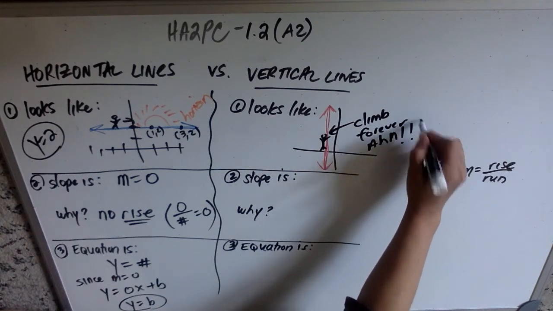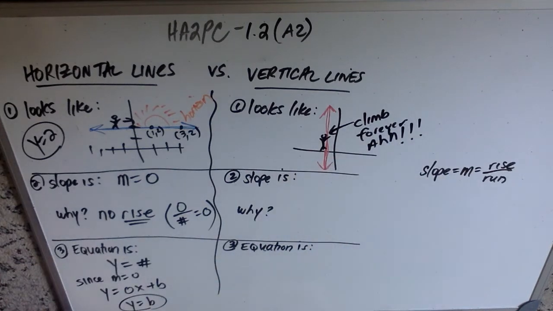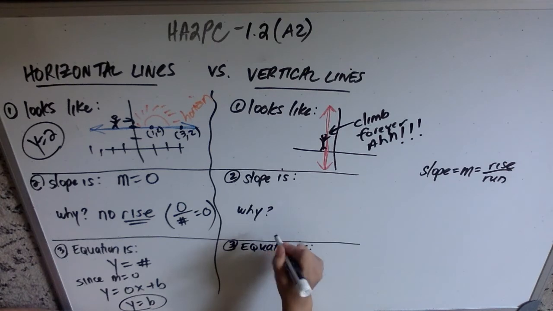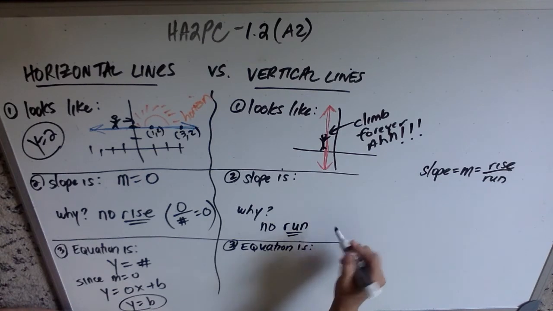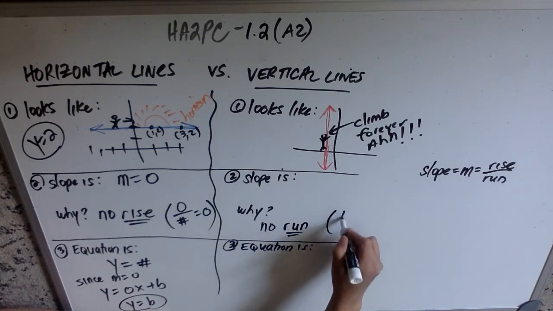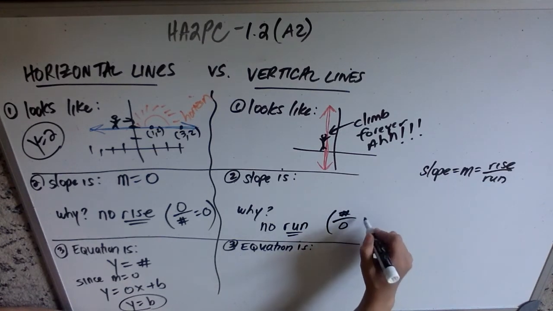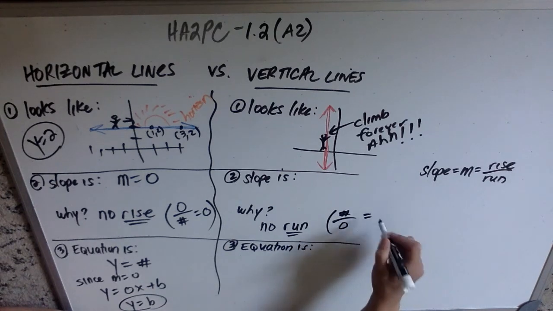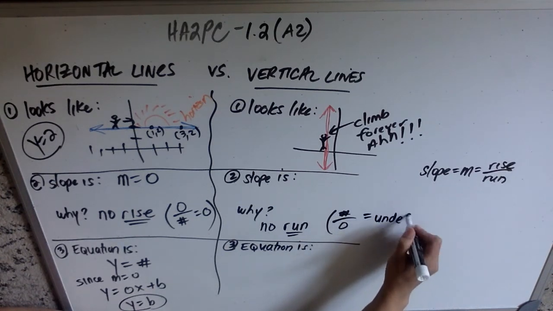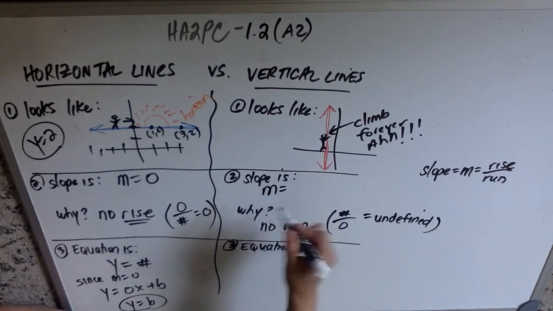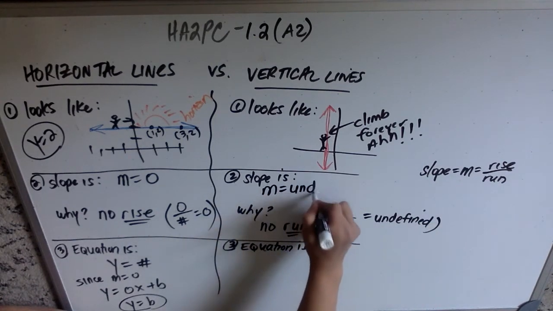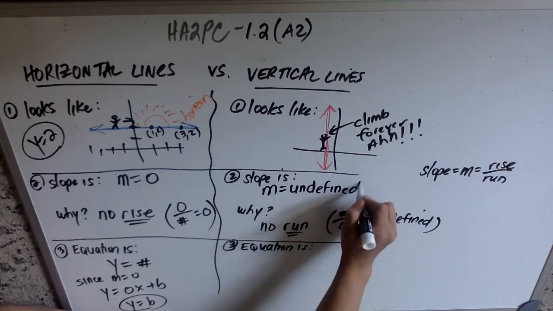He's super mad because he can climb forever. The problem is that he has no run. There's no left and right. He's only up and down. He's only rising. So the issue we run into is that when you have a number on top of a zero, that's not actually a numerical value. That's called undefined. You're not allowed to divide by zero in math. So the slope of a vertical line is called undefined, and you can't write the word undefined in an equation.